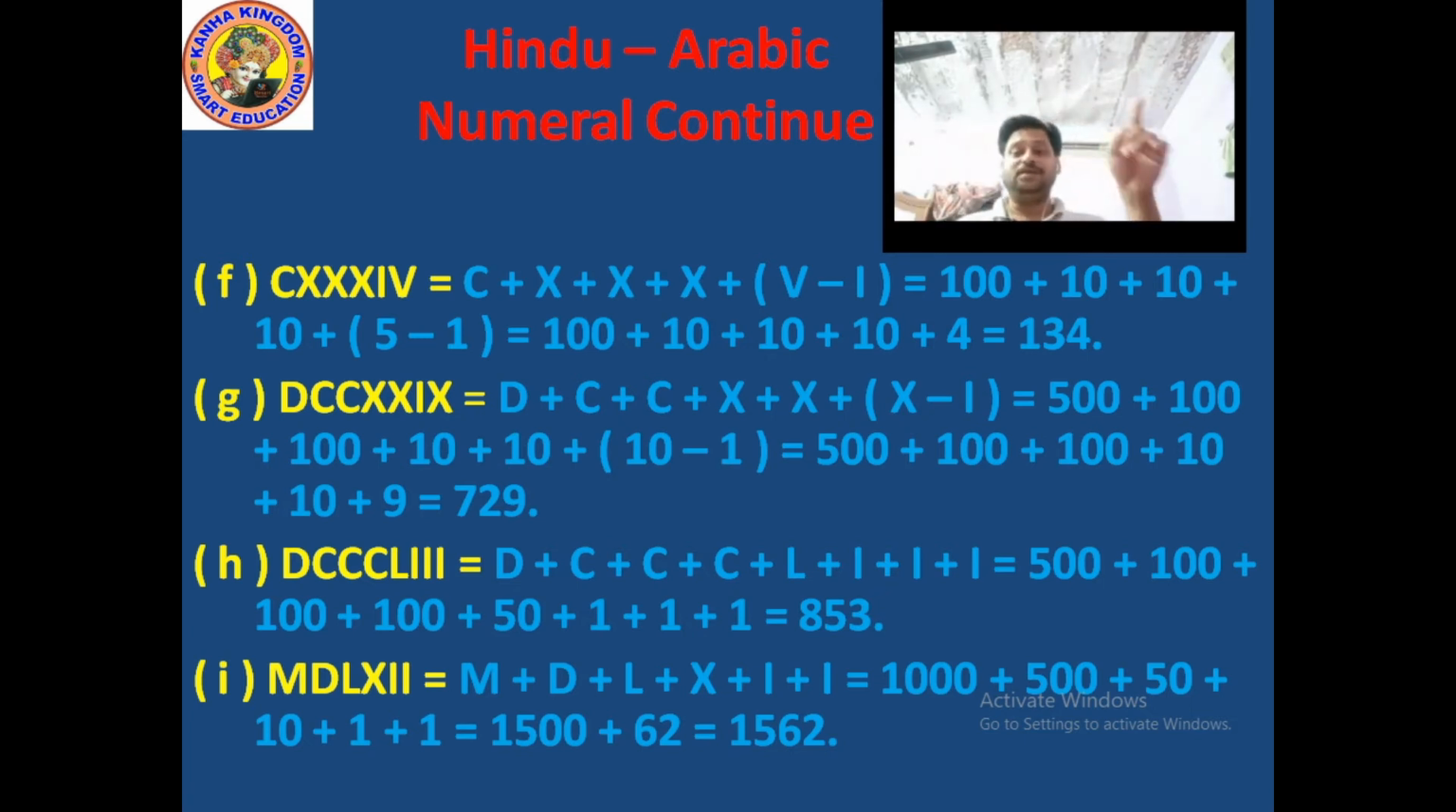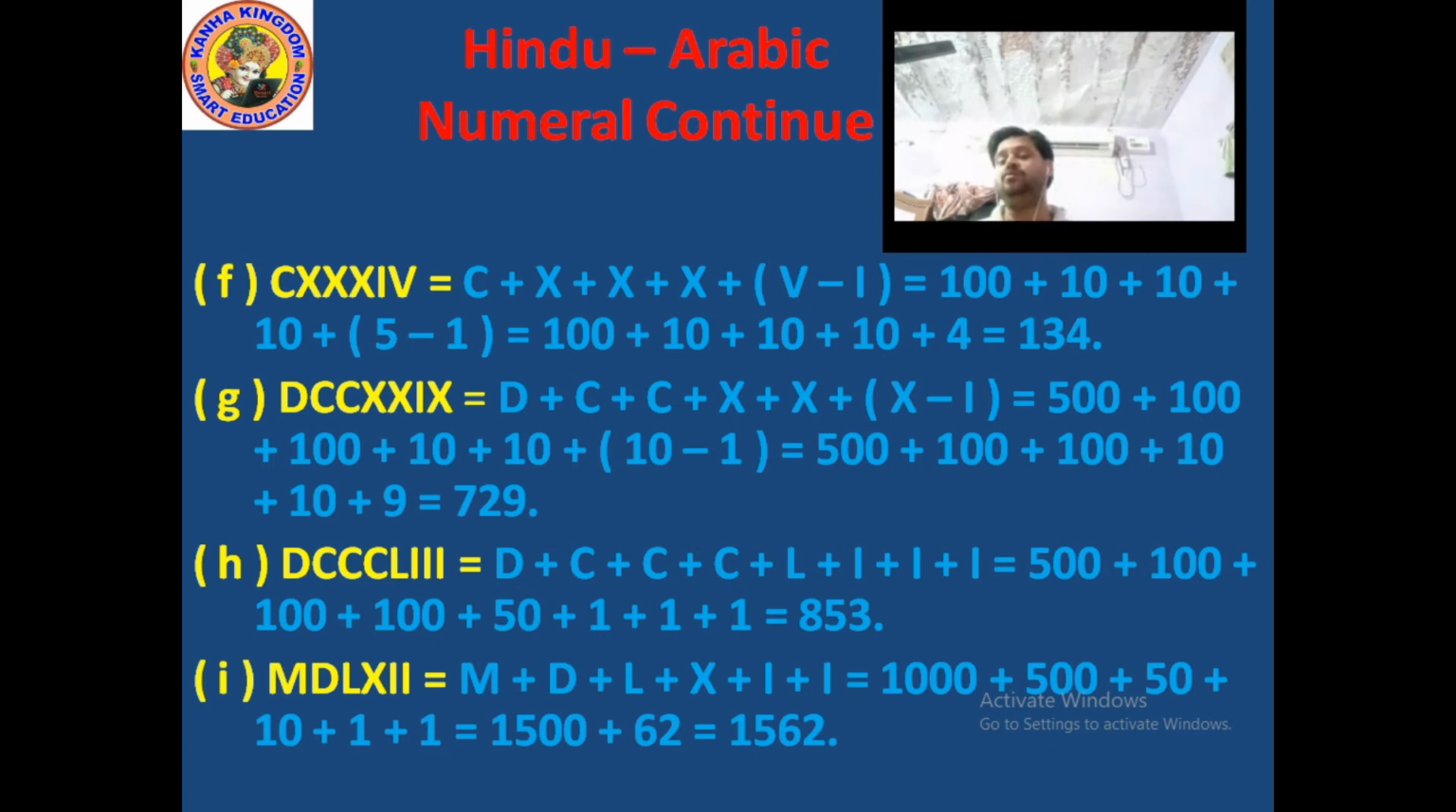Let's check. D is greater than C. Yes. C equals C. Yes. And this C is also equal to C. Good. Now C is greater than L. Good. And L is greater than I. Yes. And I equals I. Yes. And I equals I. Yes. So all are in the descending order. Means these letters you can add very easily. D plus C plus C plus C plus L plus I plus I plus I.